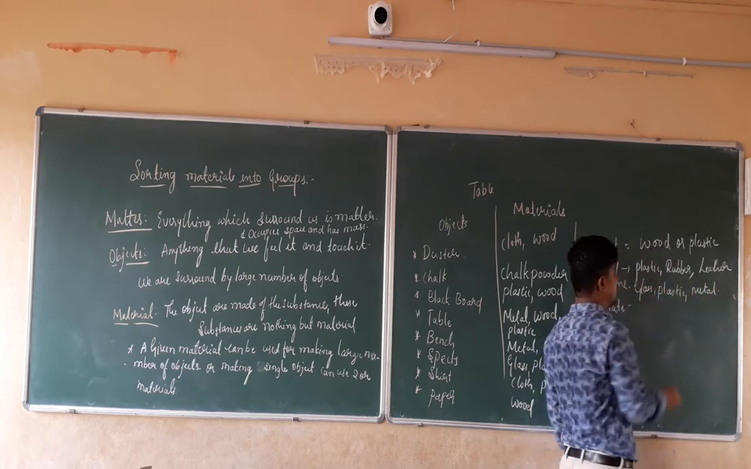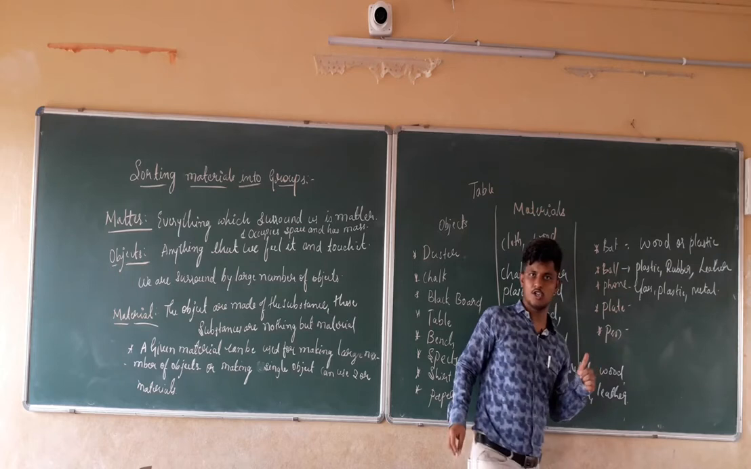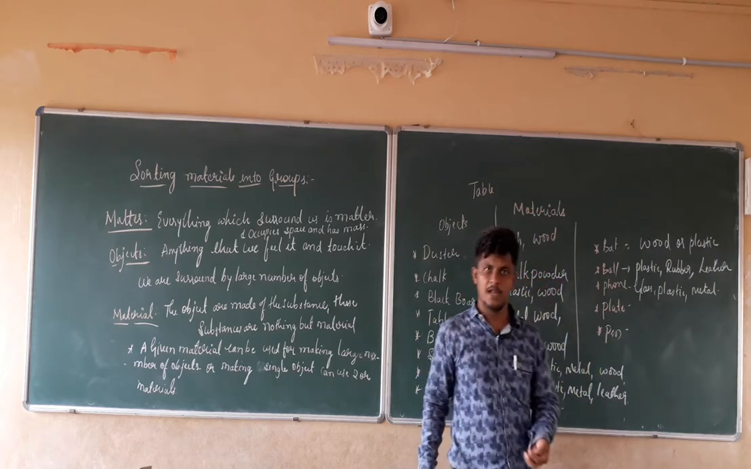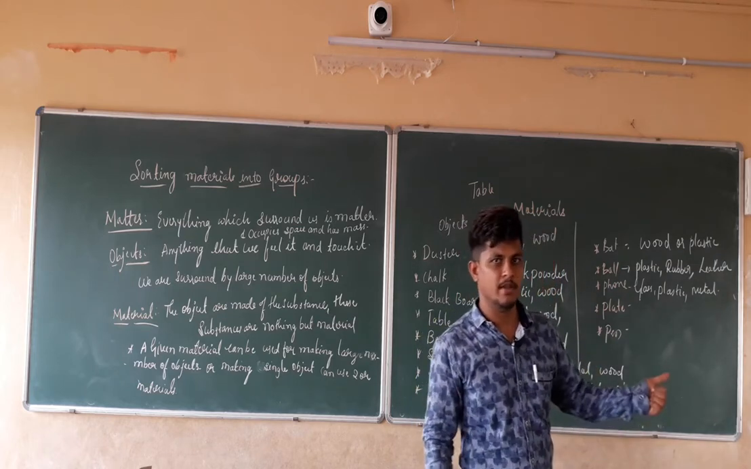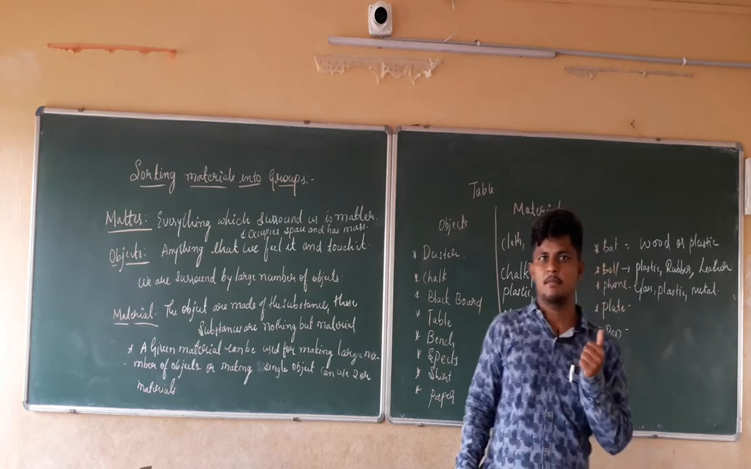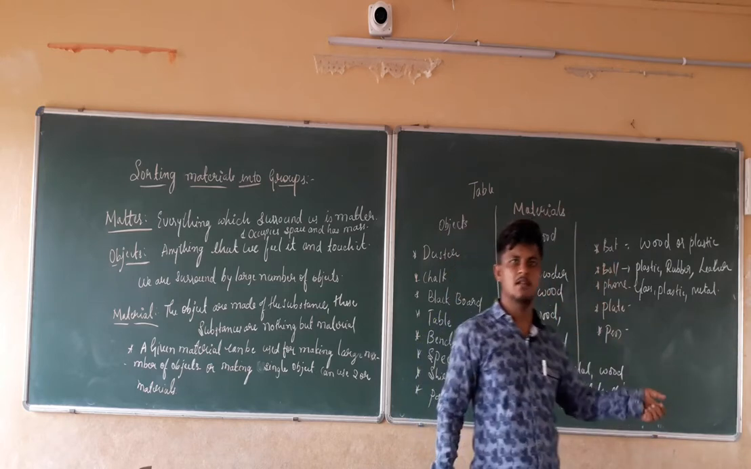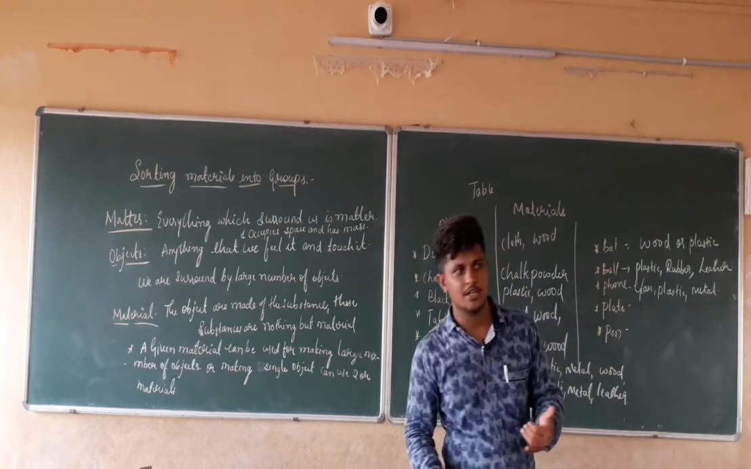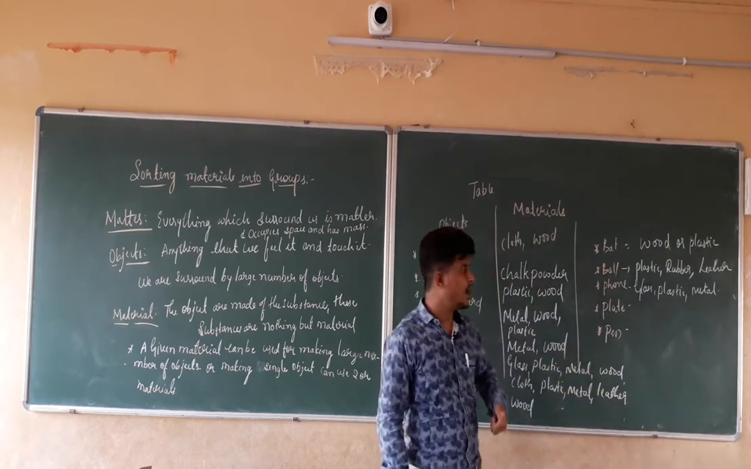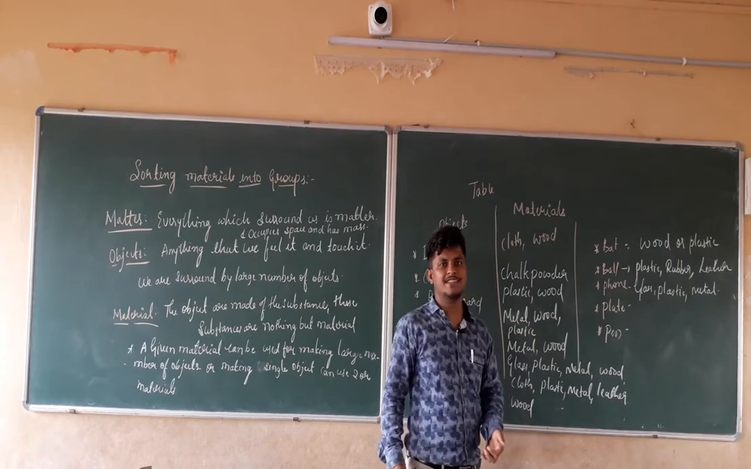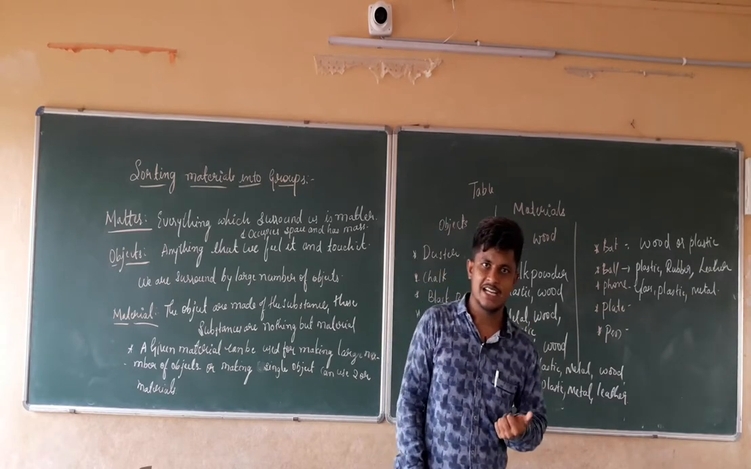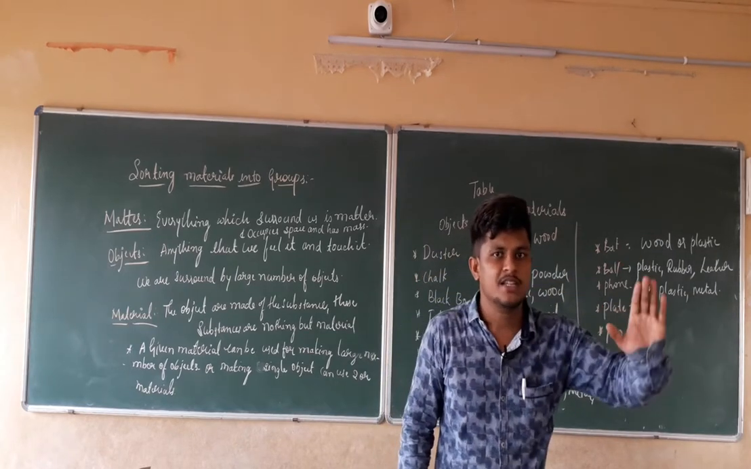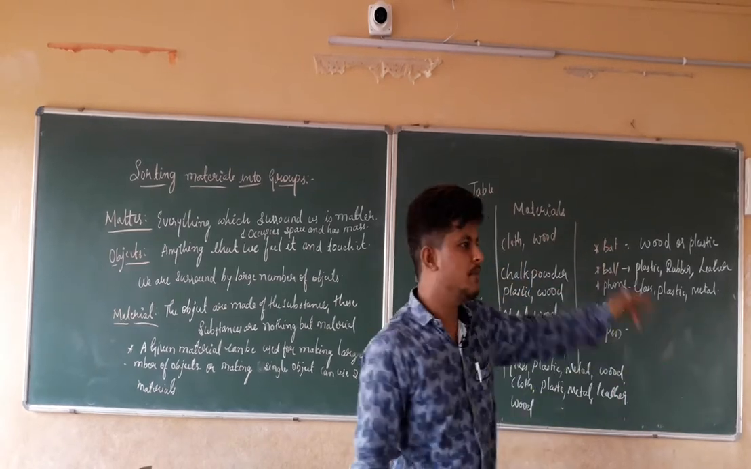So in this manner you have to make all those lists. If you take the example of a plate, it can be plastic, wood, or sometimes metal. In the same manner, a pen can be metal as well as plastic. In this way you have to make the list of the objects along with the materials, that is, the substances which are used for making those objects.